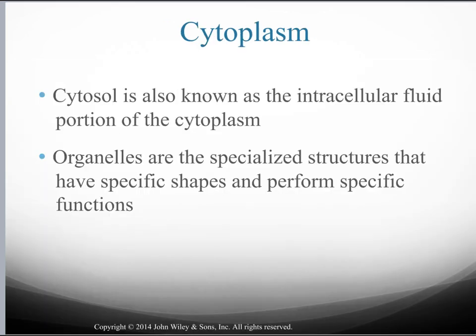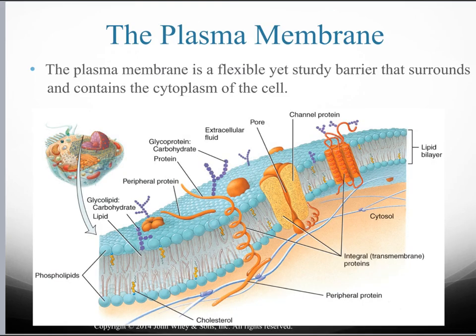Our cytoplasm. Cytosol is also known as the intracellular fluid portion of the cytoplasm, so it's what's inside the cell. Organelles are specialized little structures that have specific shapes and perform specific functions, what we just outlined in our previous slide. That brings us to our plasma membrane. The plasma membrane is a flexible yet sturdy barrier that surrounds and contains the cytoplasm of the cell.